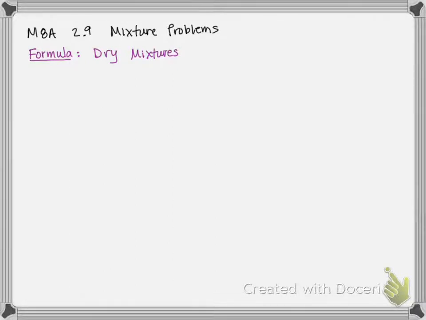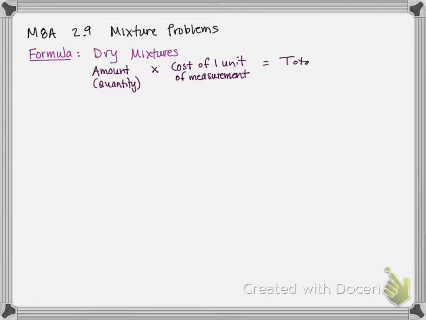So we've got amount, which is also known as quantity, so how much. We're going to multiply that by the cost of 1 unit, so like per pound or per ounce. So 1 unit of measurement. And then that's going to equal the total cost.